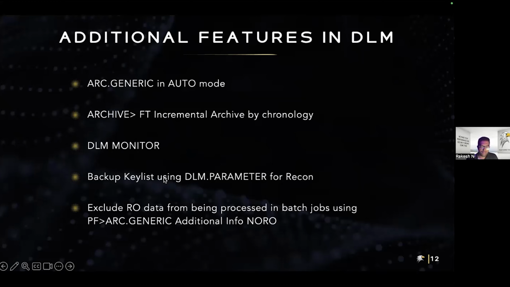And then, if you want to back up the key list, as I told you, our generic copy and purge services will know which records need to be moved. That key list we can take a backup of and use for our reconciliations. And then another thing, we can exclude the RO data from being processed in batch jobs.